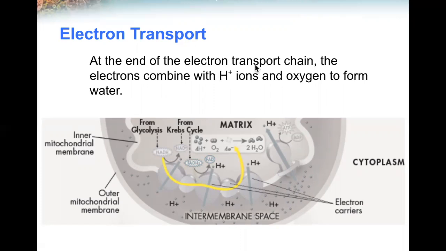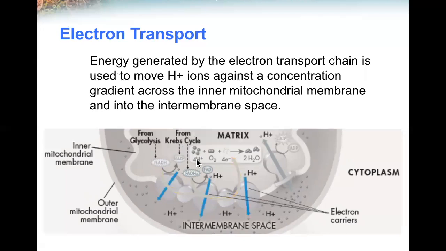At the end of the electron transport chain, the electrons combine with H plus ions and oxygen to form water. Energy generated from the electron transport chain is used to move hydrogen ions against a concentration gradient across the inner mitochondrial membrane and into the intermembrane space. So the flow is from the matrix out into the intermembrane space.